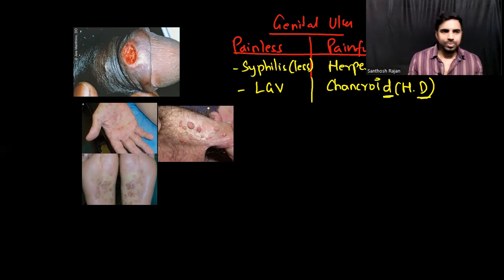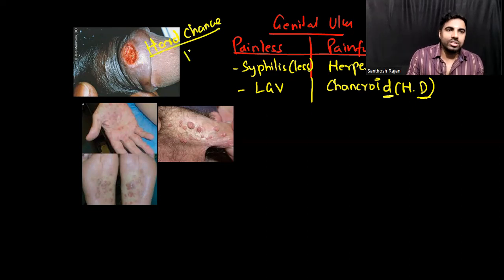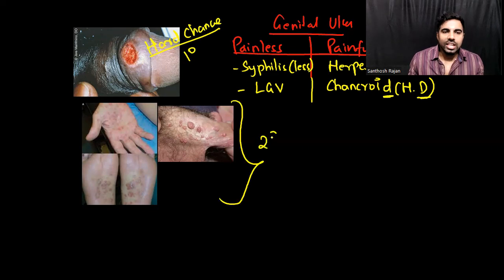We talk about the ulcer. The primary ulcer, if it is painless, is called a hard chancre. Hard chancre, painless. This is primary syphilis. And these things are secondary syphilis.